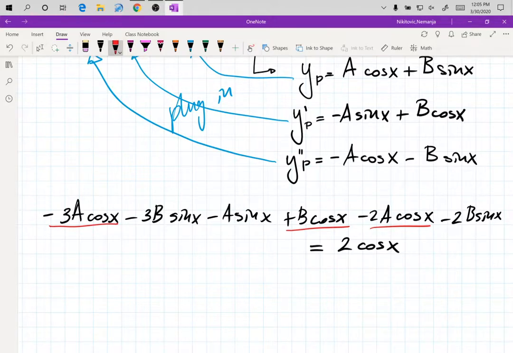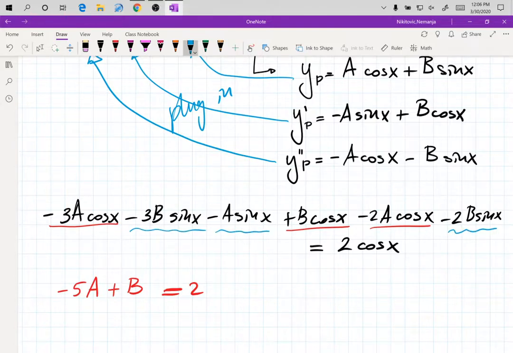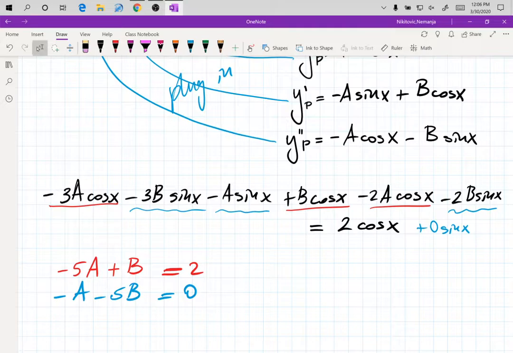So, what do I get? I get negative 3a minus 2a is minus 5a. So minus 5a plus b, right? And that's going to be equal to my cosine of 2. And the blue one, for sines, I have minus a minus 5b is equal to 0. No sines here. I'll put in blue plus 0 sine x, just so you know that there is no sine term, right? So the coefficient is 0. That's why it's equal to 0 on this side.